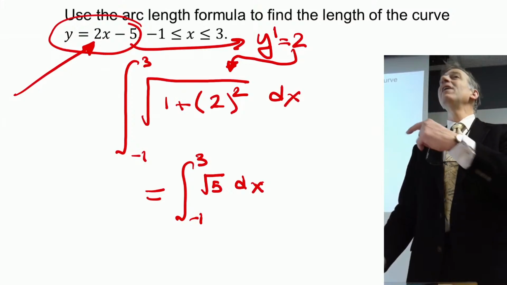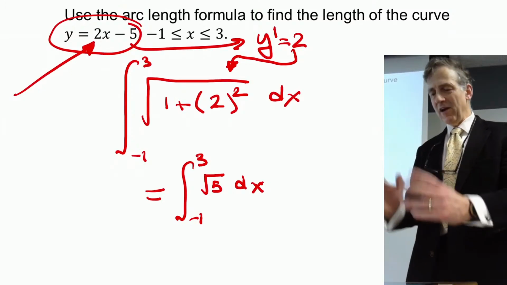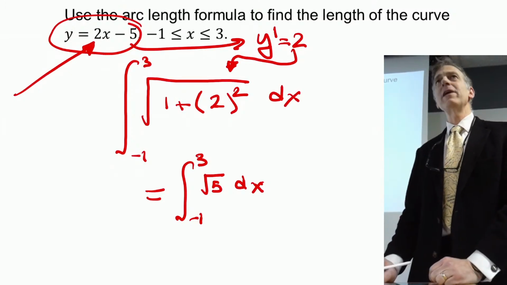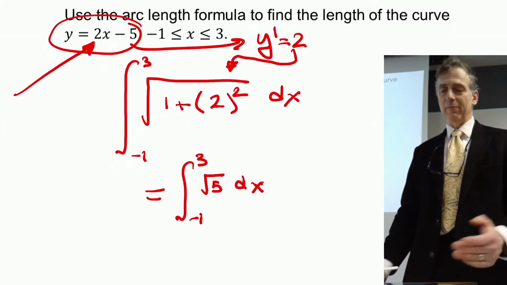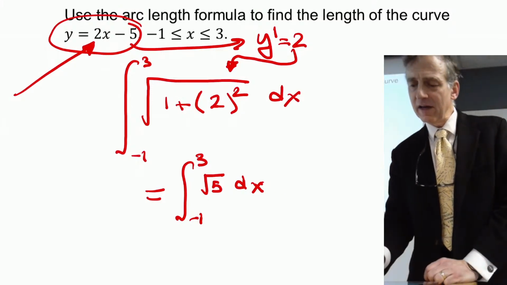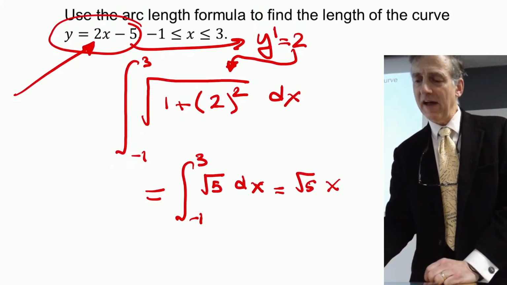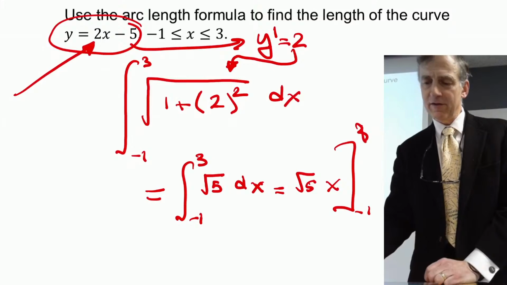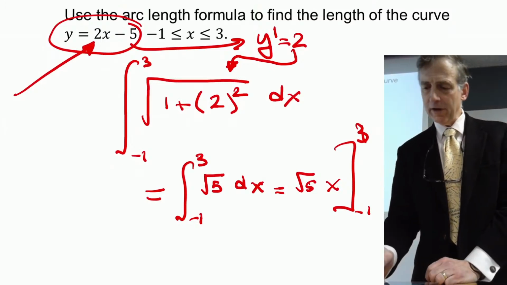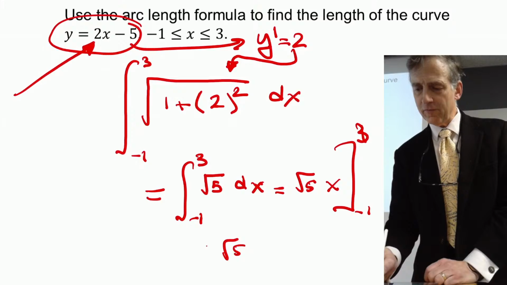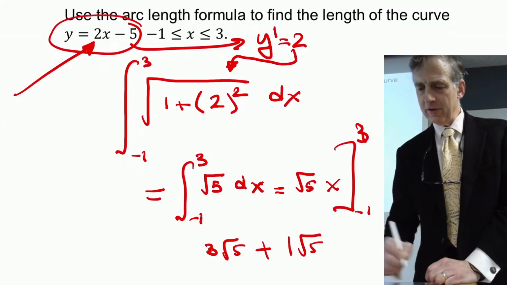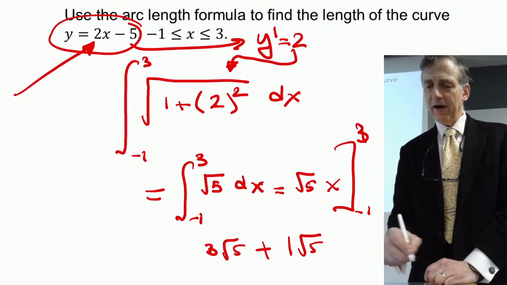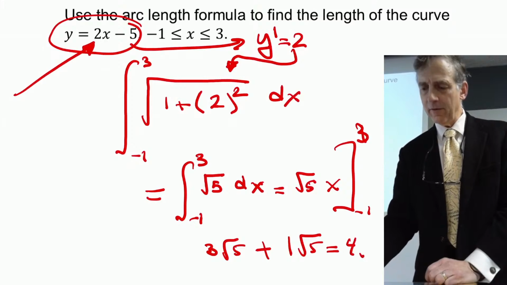Yeah, be careful. Some people will say, oh, it's going to be 5 to the 3 halves divided by 3 halves. No. 5 is just a number. Radical 5 is just a number as well. And so you have a constant, and this will be radical 5 times x, evaluated from -1 to 3. And so we're going to do radical 5 times 3 minus radical 5 times -1, which becomes +1. So the final answer is 4 radical 5.